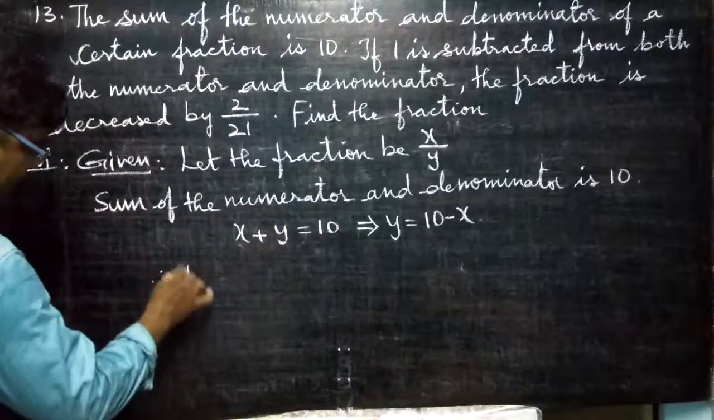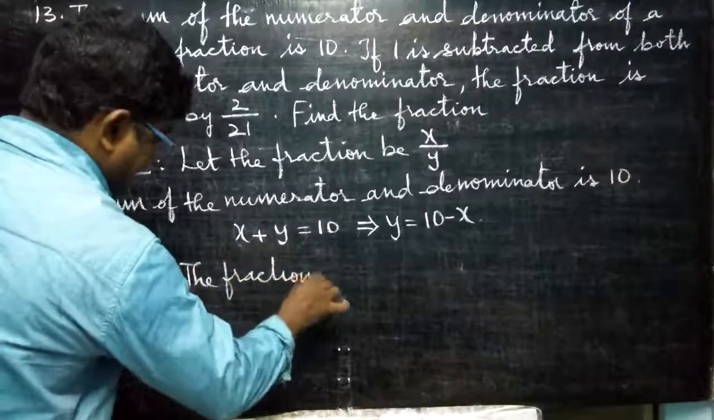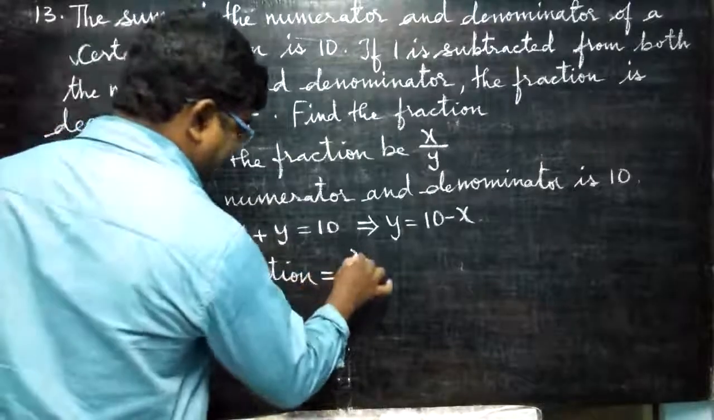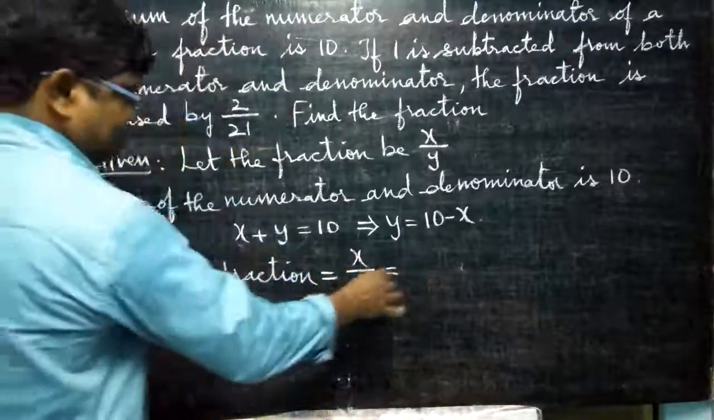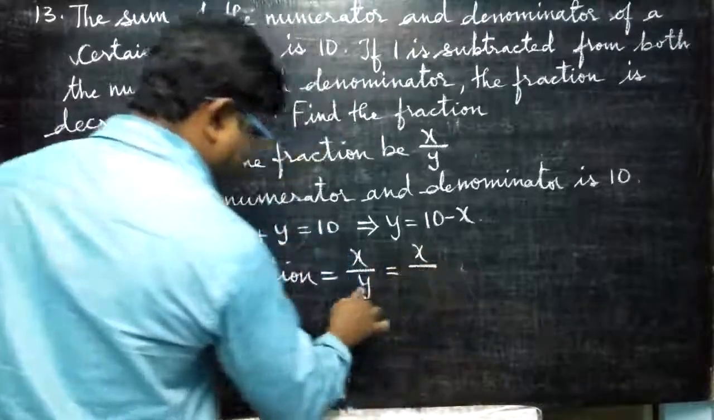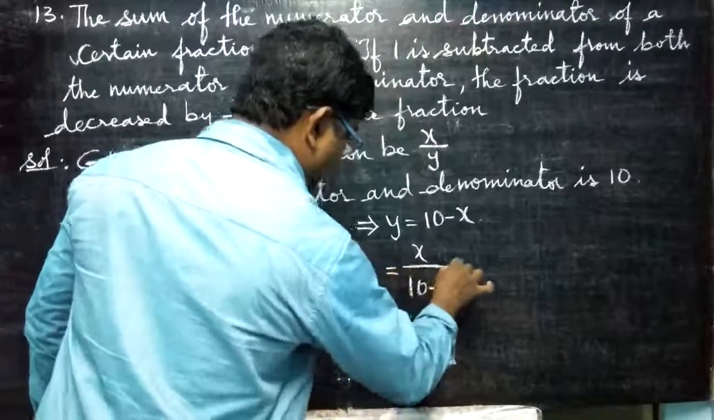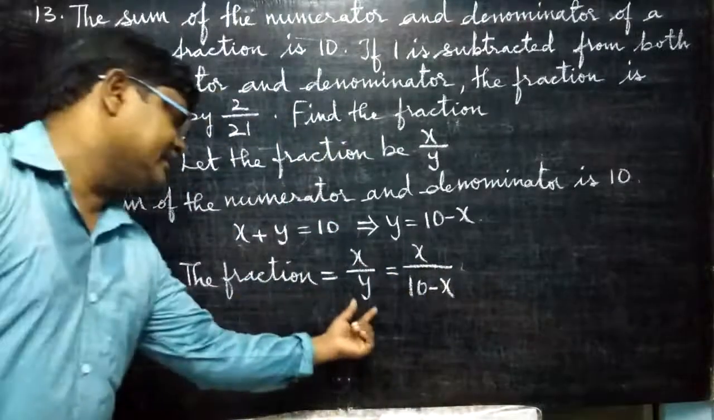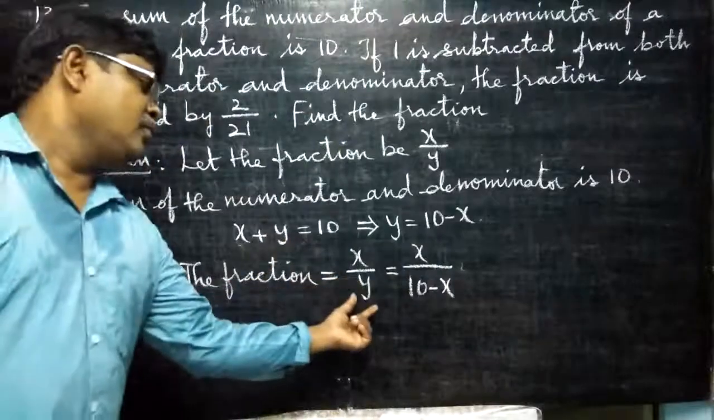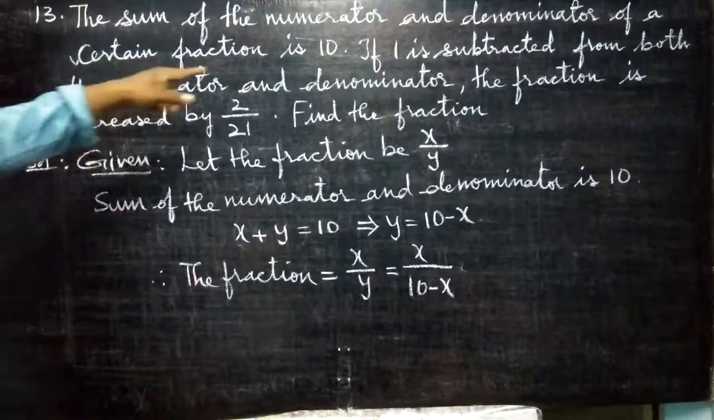Therefore, the fraction is equal to x by y, no? Numerator as it is, x you keep, denominator 10 minus x you write. So, the whole equation will come in x. y will be disappearing, since y means another alphabet, another variable. Now, up to here we came.